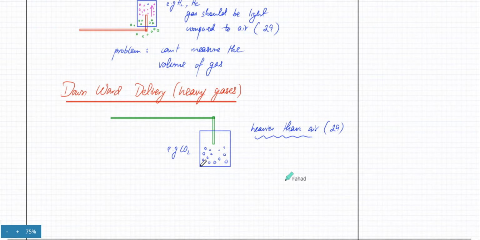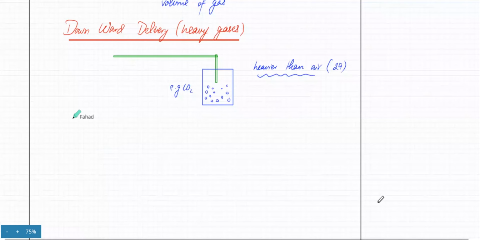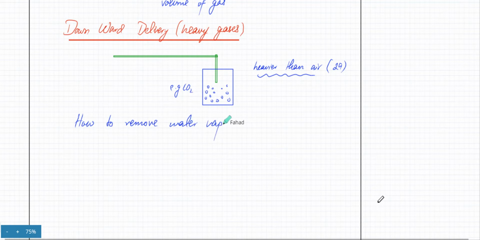And right at the end, to complete gases, we do how to dry a gas, or how to remove water vapors from a gas. You're drying a gas.